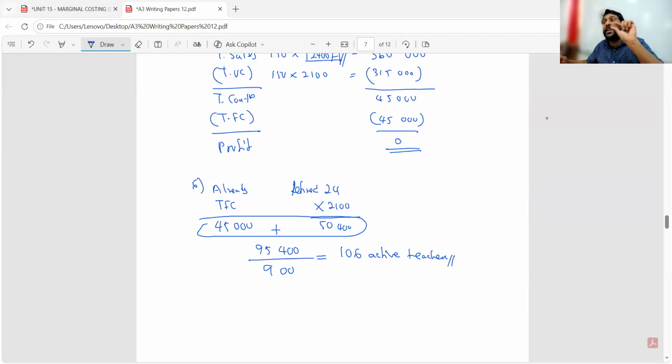So this kind of tricky question will be there. So you will see retired teachers. Already total fixed cost, retired teachers 24. Already you have a total fixed cost of 45,000. Now the cost of these 24 retired teachers is also a burden for us. Unavoidable. Okay. Done.